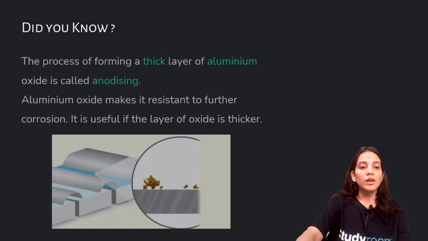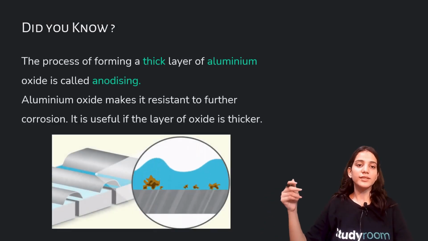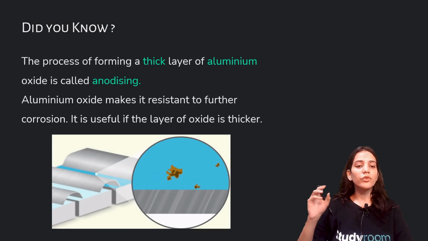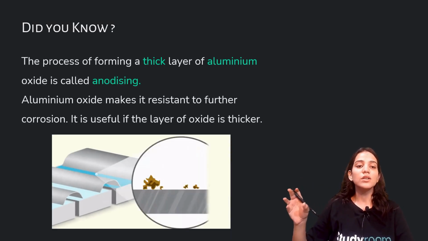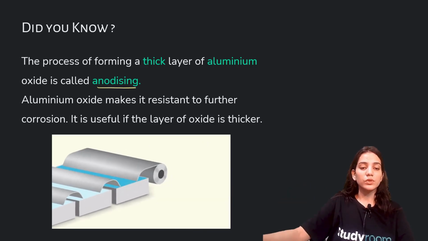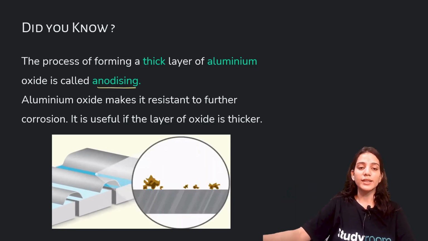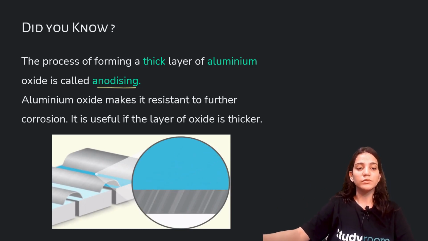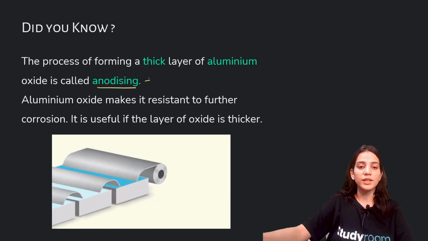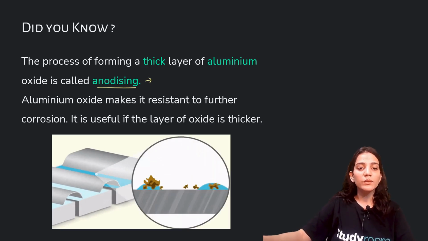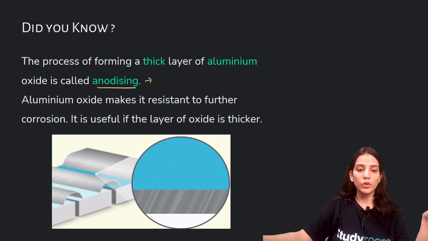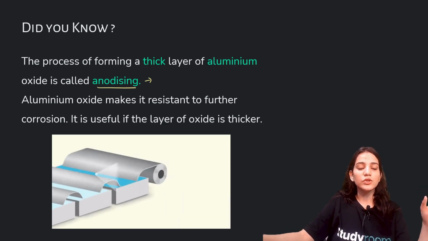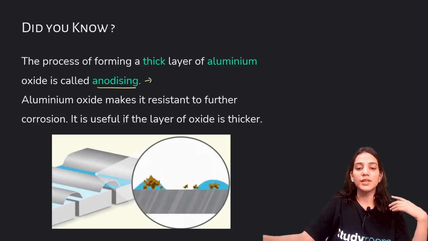So here is a did you know fact. The process of forming a thick layer of aluminium oxide is called anodizing. This is a very famous term, anodizing. I'll explain about this later in the slides. Aluminium oxide makes it resistant to further corrosion. So it is useful if the layer of the oxide is thicker.